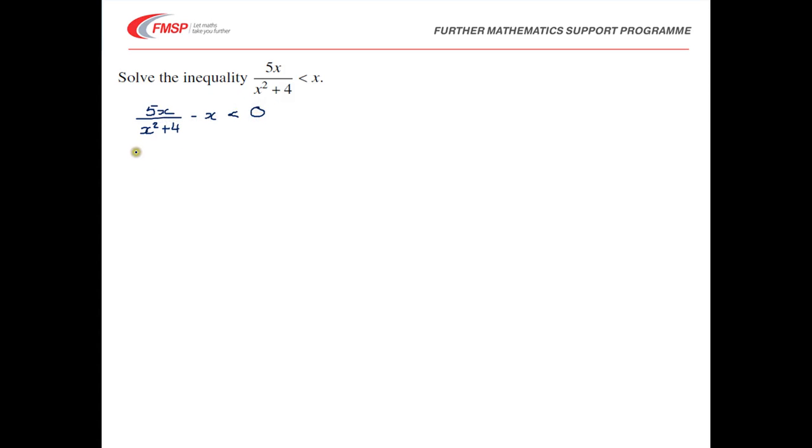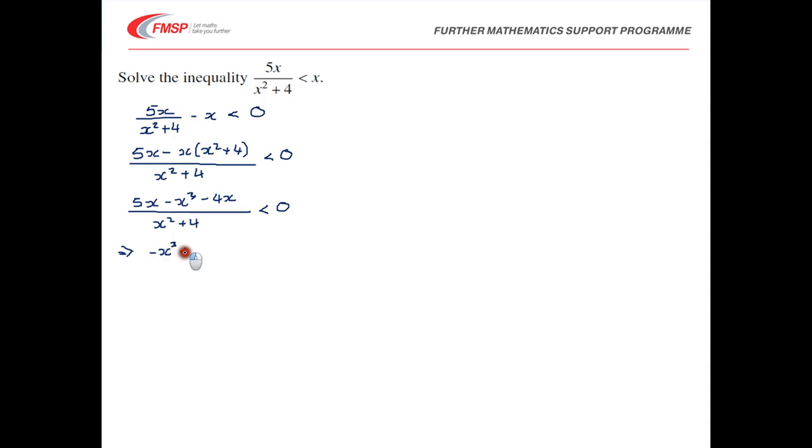Now we can create a common denominator of x squared plus 4, so 5x minus x multiplied by x squared plus 4, all over x squared plus 4, and multiplying out the top, 5x minus x cubed minus 4x. Simplifying the numerator, minus x cubed plus x.